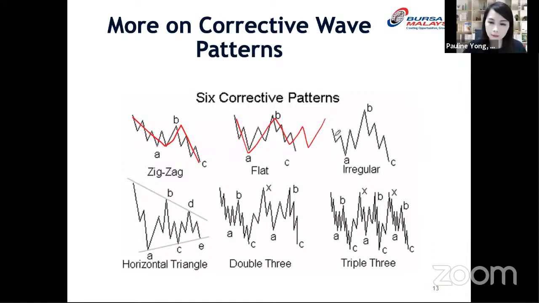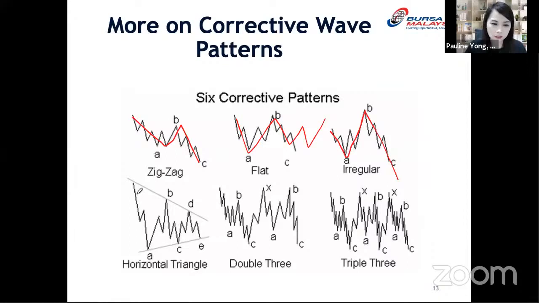And irregular is something that goes like this, meaning that this B will be above this, and then C will be beyond the A. So it's irregular. And this is my favorite. That's why some of you say that for the Bursa Malaysia stocks, we always run into a triangle. And I have to say yes, we always run into this triangle.